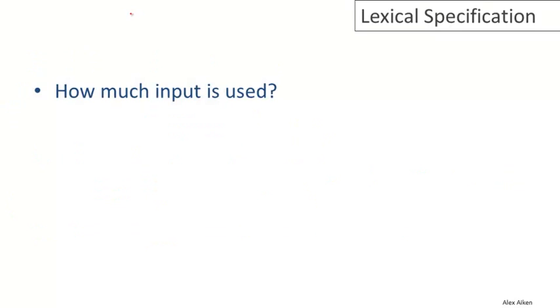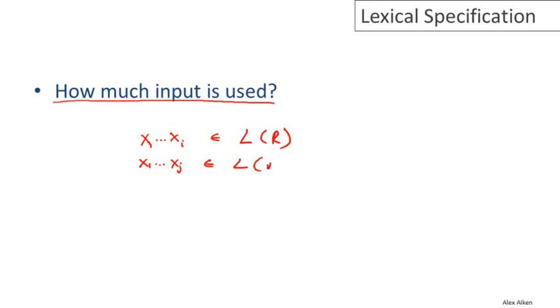Now, this algorithm has a couple of ambiguities. There are a couple of things that are underspecified, and those are actually interesting. So let's take a moment and talk about those. The first question is how much input is actually used. So let's consider the following situation. Let's say that x1 through xi is in the language of our lexical specification. And let's say there's a different prefix that's also in the language of our lexical specification. And of course here i is not equal to j.